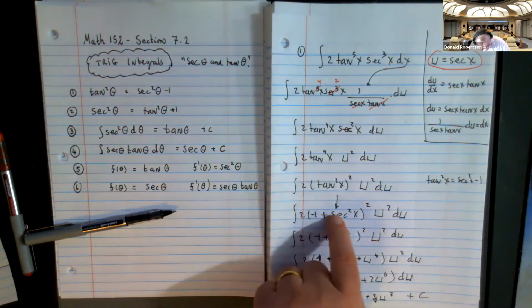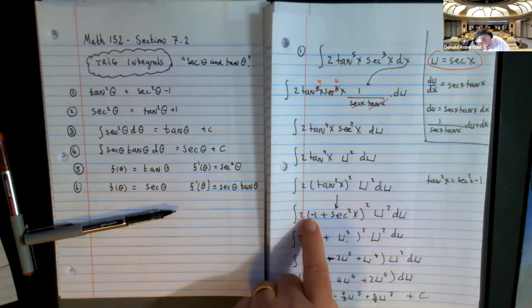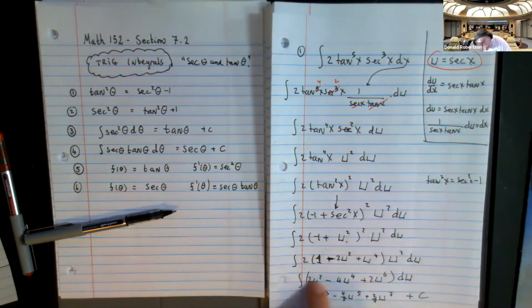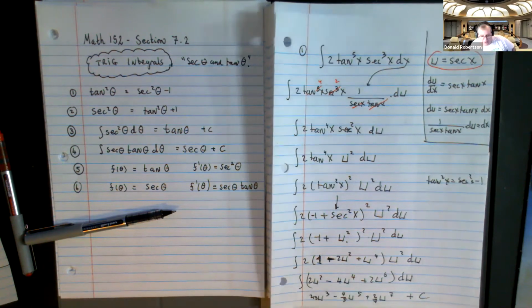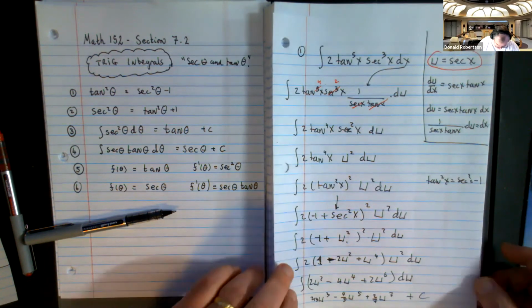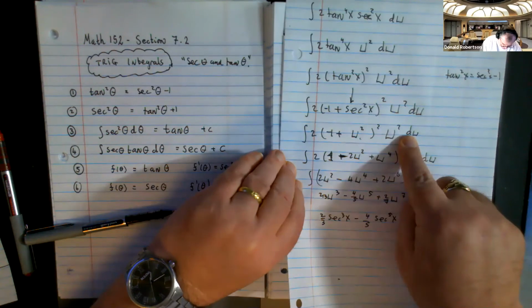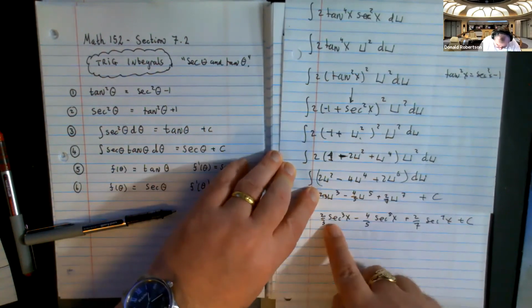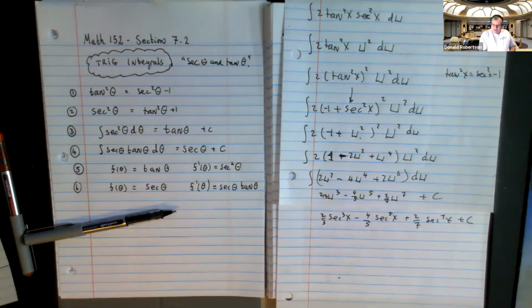But -1 plus secant squared is the same thing. That then turns into u squared. Distribute until you can distribute no more. Power rule. And finally, once you've multiplied all this together and got this guy and done the power rule, convert them back into secants. Ugly answer, isn't it? You can't really do much with it, but it is what it is.